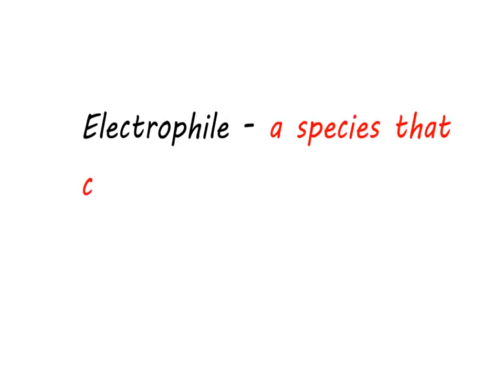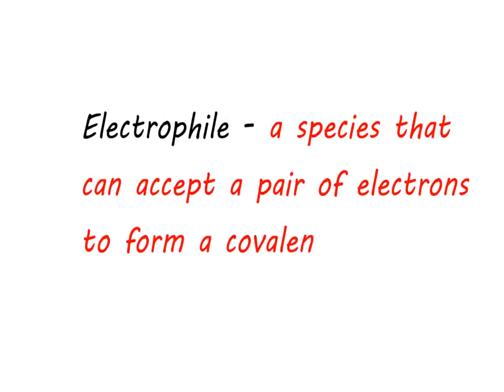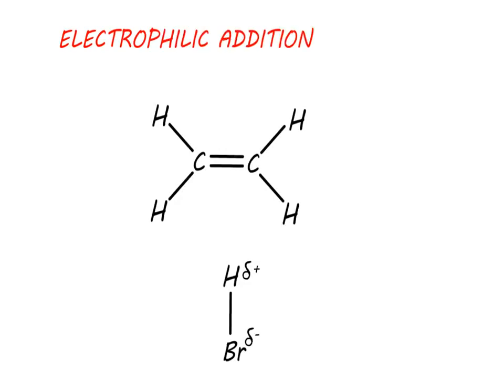Alkenes readily undergo addition reactions since the pi bond is readily attacked by an electrophile. An electrophile is a species that can accept a pair of electrons to form a covalent bond. For example, the mechanism for electrophilic addition of ethene by hydrogen bromide goes like this. The polar nature of the hydrogen bromide means that the hydrogen is electron deficient and can attack the double bond as this is electron rich.